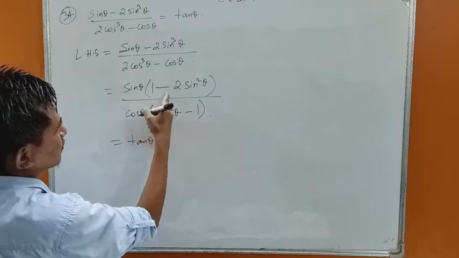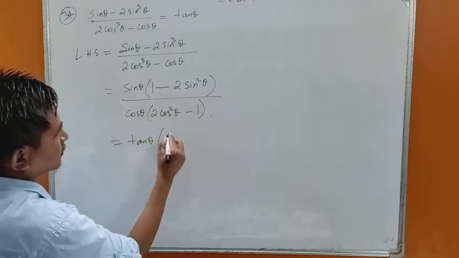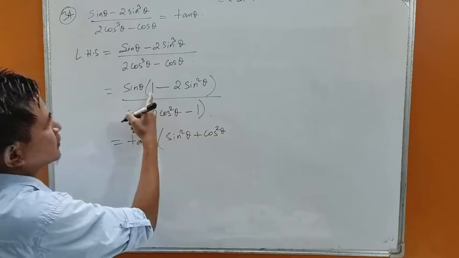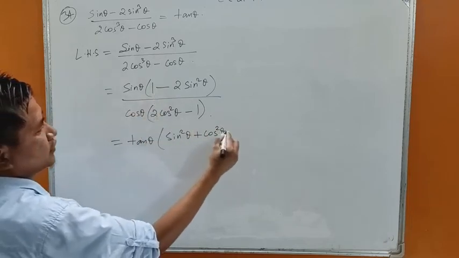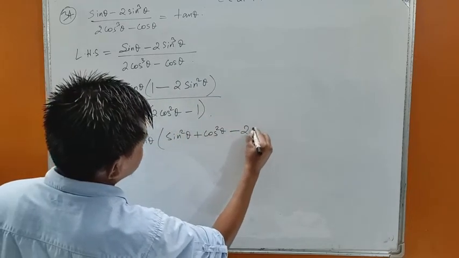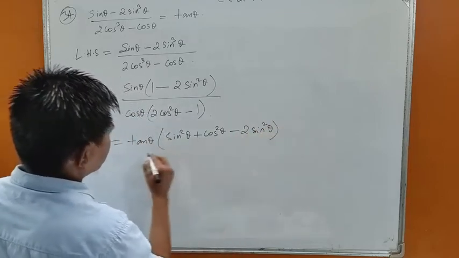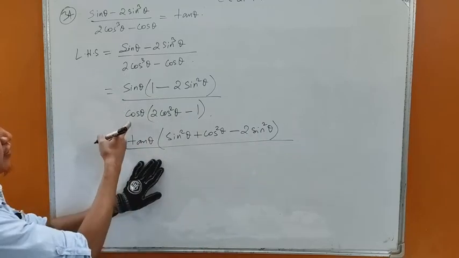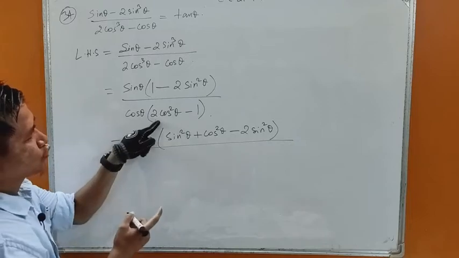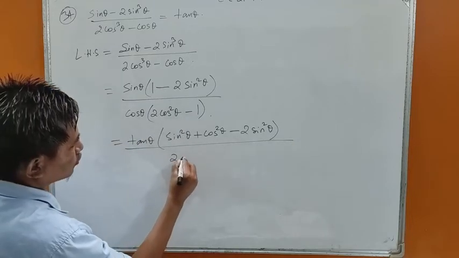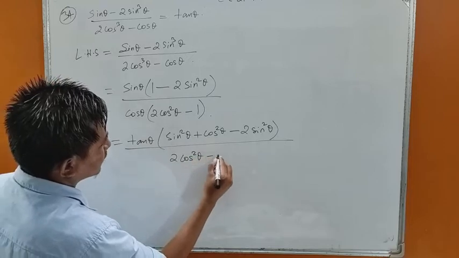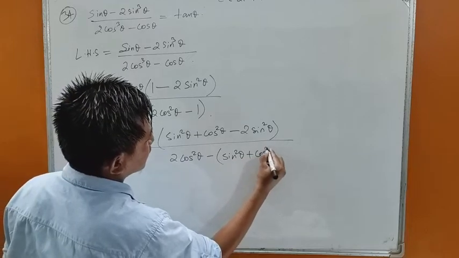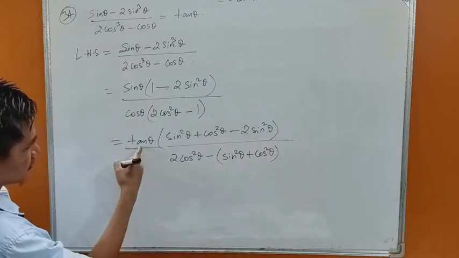Now this 1 minus 2 sin square theta can be written as 1 is sin square theta plus cos square theta, isn't it? Sin square theta plus cos square theta means 1. So this is minus 2 sin square theta. In the denominator we have cos theta. Oh, cos theta is gone, isn't it? Sin theta by cos theta is tan theta, so we should not write cos theta. 2 cos square theta minus 1, that means 2 cos square theta minus (sin square theta plus cos square theta). So this is tan theta.